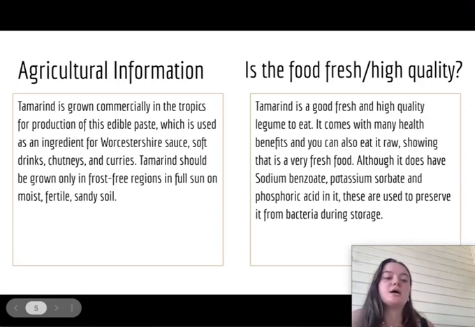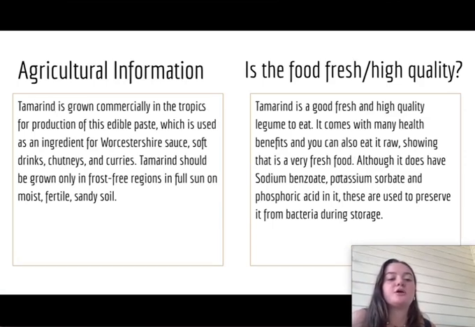Agricultural information. Tamarind is grown commercially in the tropics for production of this edible paste, which is used as an ingredient for Worcestershire sauce, soft drinks, chutneys, and curries. Tamarind should be grown only in frost-free regions in full sun on moist, fertile, sandy soil.